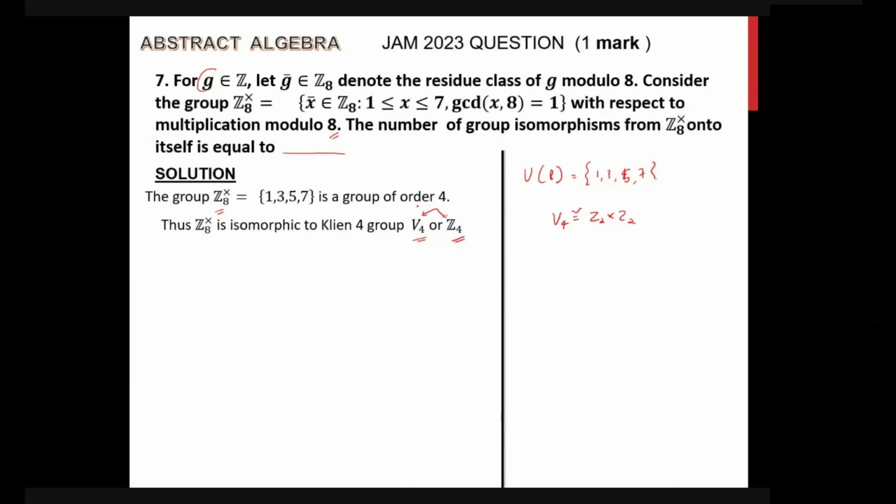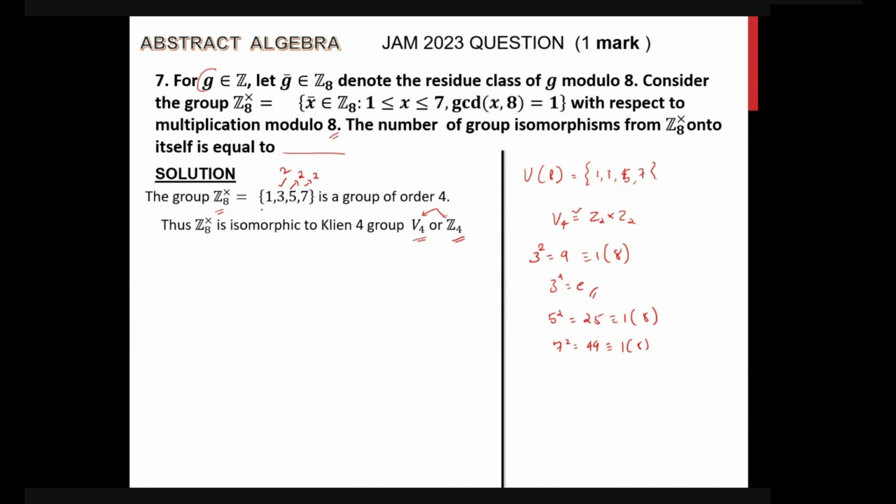Excellent. Now we have to check which. Okay, so now the thing is, if I take 3 square, it is equal to 9, and 9 is congruent to 1 mod 8, right? That means 3 square equals identity. That means the order of 3 is 2. Similarly, I take 5 square. 5 square is 25, and that's also congruent to 1 mod 8. And the order of this is also 2. And similarly, 7 square. 7 square is 49, and it's congruent to 1 mod 8. And this also has order 2.